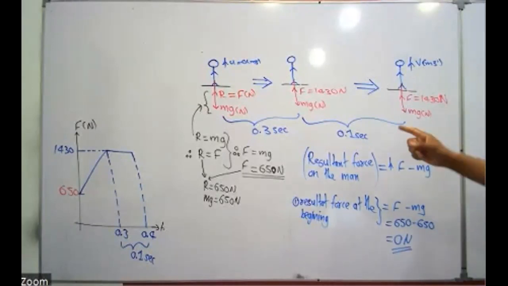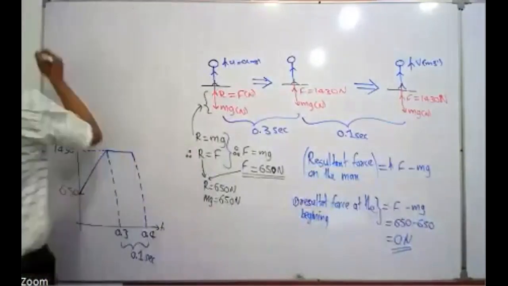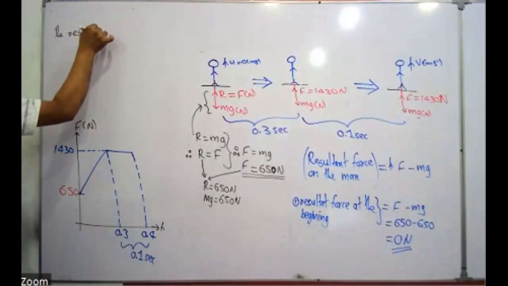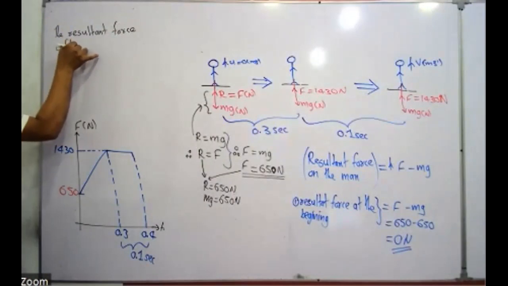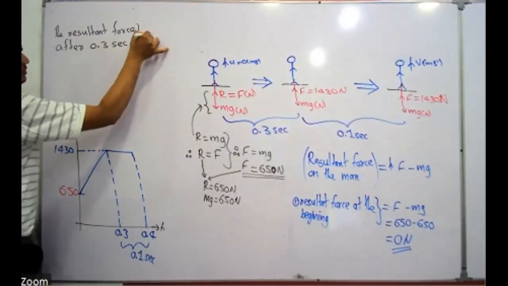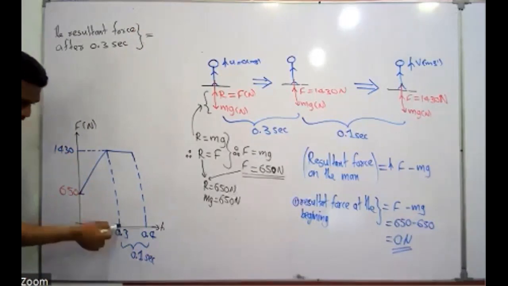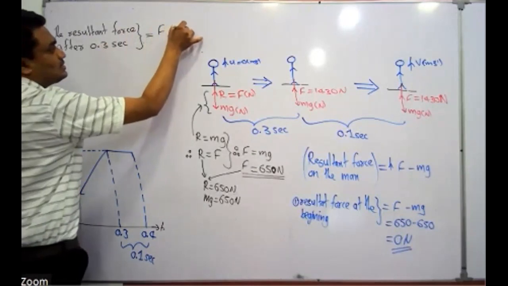The next thing is the resultant force after 0.3 seconds. How much? Look at the graph here. According to the graph, F is 1430 after 0.3 seconds. Am I right? So the resultant force is F minus mg.